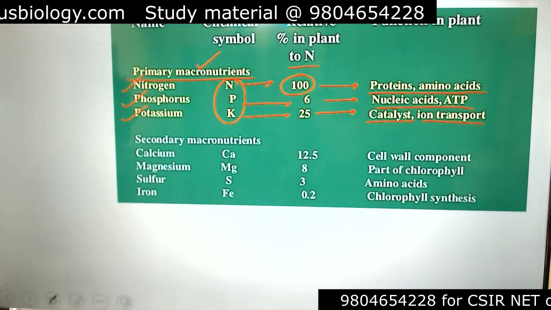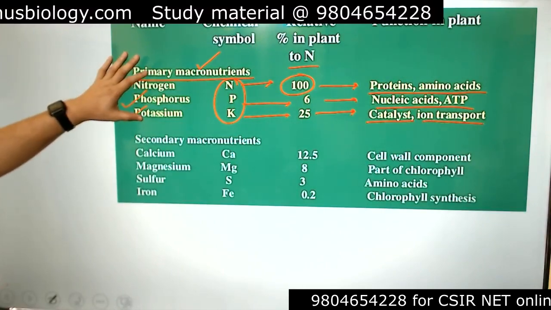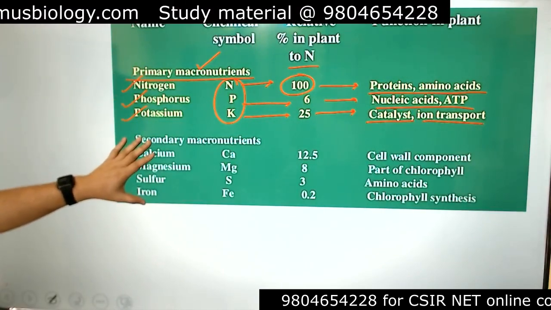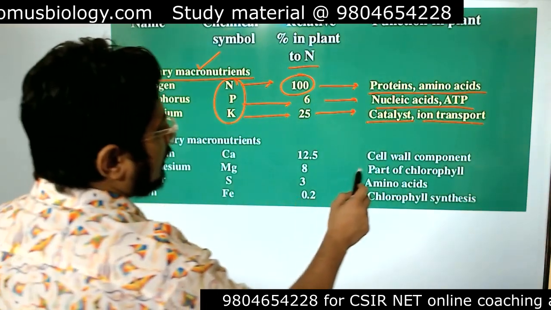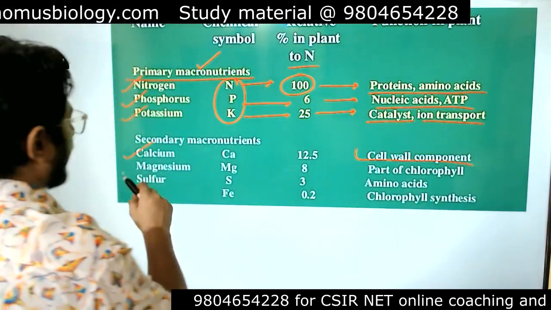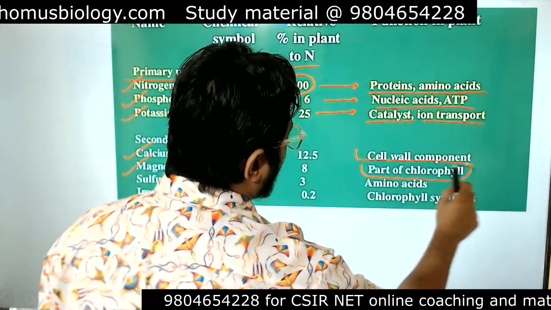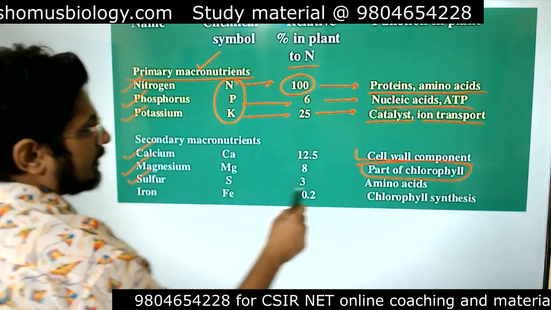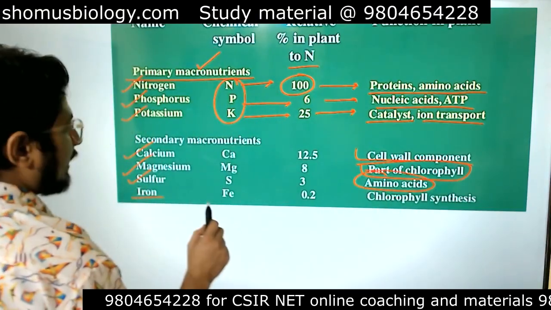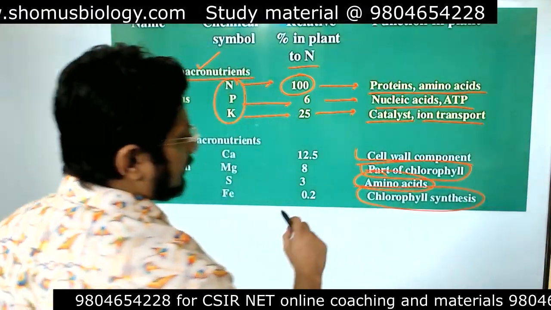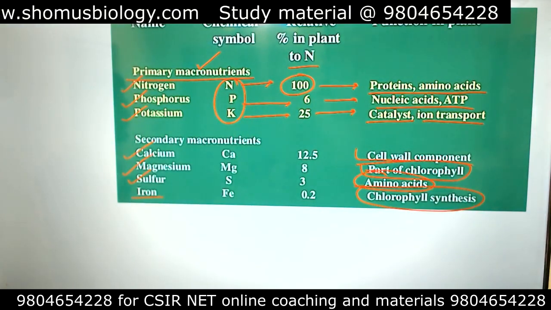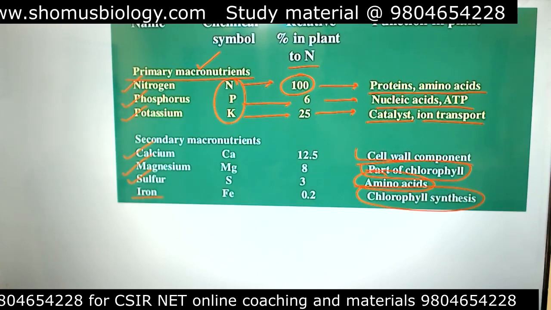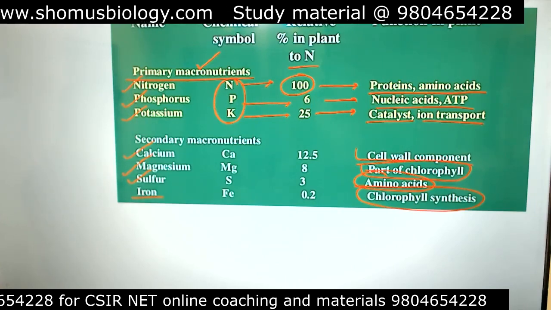Secondary macronutrients. So these are primary macronutrients, and these are secondary macronutrients. Still they are needed, but they are secondary macronutrients. Calcium, a cell wall component. Magnesium, part of chlorophyll structure. Sulfur, for producing amino acids. Iron, required in chlorophyll synthesis. So magnesium is a part of the chlorophyll structure and iron is needed for the synthesis of chlorophyll.